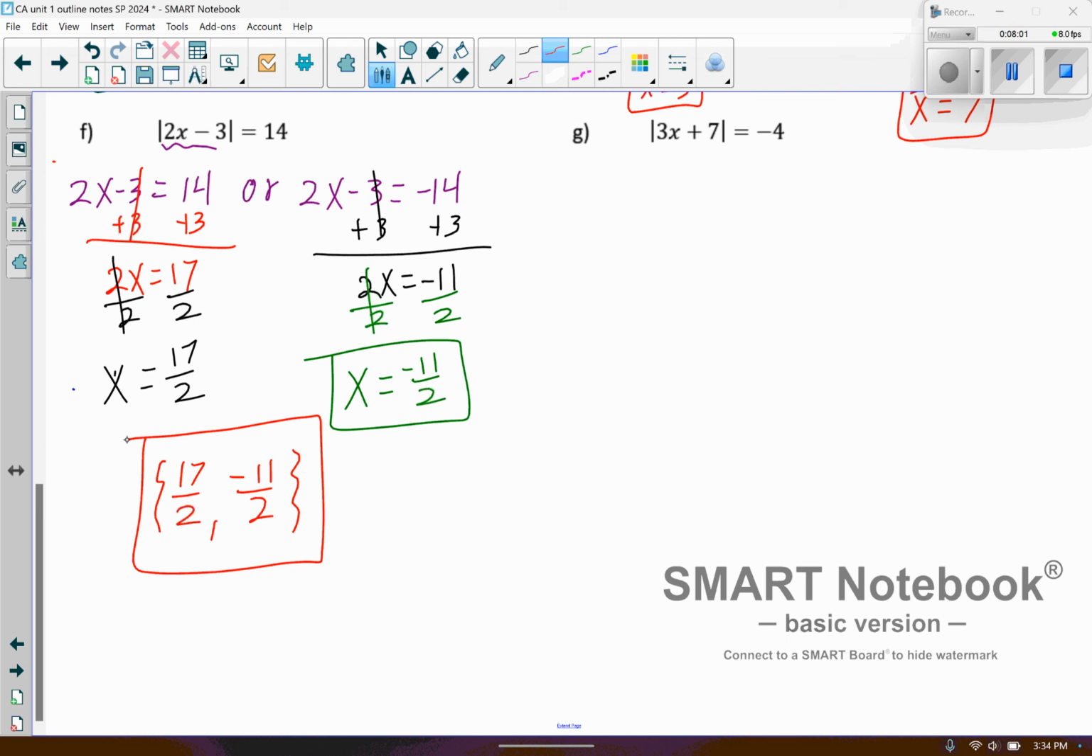Okay, looking at G, I have the absolute value of 3x plus 7. That distance needs to be negative 4 units from 0. That distance needs to be negative. Uh-oh. We don't measure distance in terms of being negative, so this one's going to be no solution.